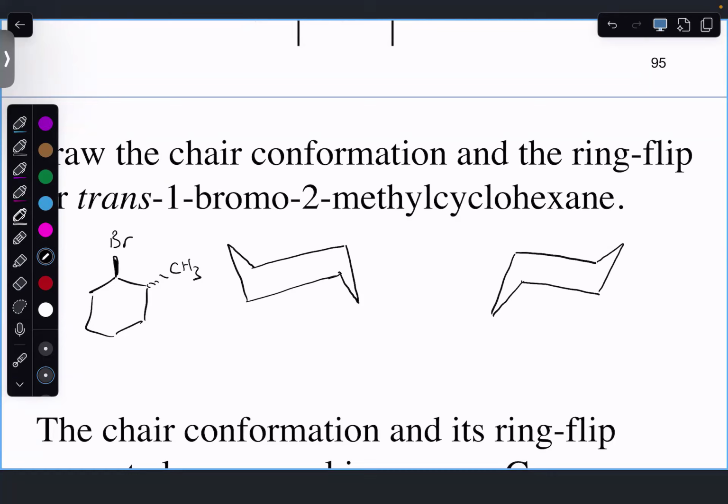Now again, I like to be consistent. So I always start at this carbon. I'm going to call that my C1. I always call that my C1. In theory, you could put the C1 at any of those carbon positions as long as you get the right relative positioning of the other. But I always call that my C1, and I always start with an axial substituent. So I'm going to put my bromine axial up, and I'm calling that my C1.